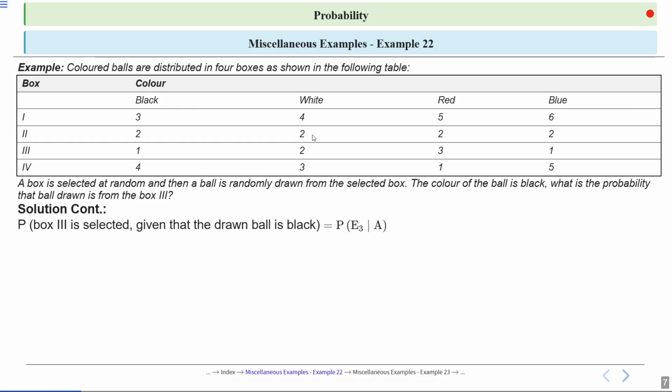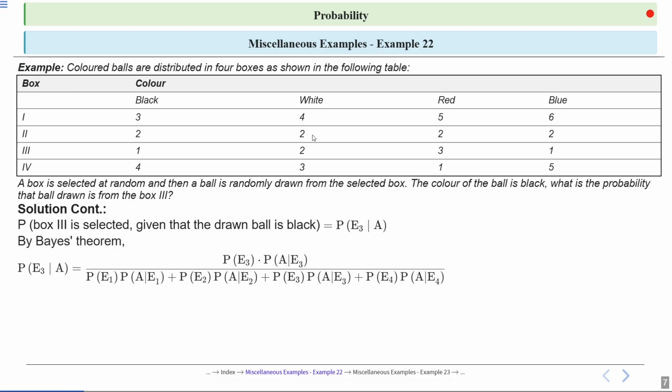Now the probability that box 3 is selected given that the drawn ball is black is probability of E3 given A. By Bayes theorem, probability of E3 given A is equal to probability of E3 times probability of A given E3, divided by probability of E1 times probability of A given E1 plus probability of E2 times probability of A given E2 plus probability of E3 times probability of A given E3 plus probability of E4 times probability of A given E4.